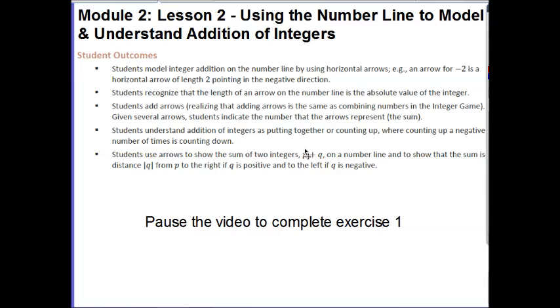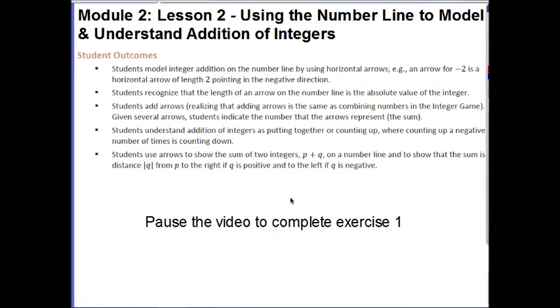Given several arrows, students indicate the number that the arrow represents, or the sum. Students understand addition of integers as putting together or counting up, where counting up a negative number of times is counting down. Students use arrows to show the sum of two integers p plus q on a number line, and to show that the sum is distance absolute value of q from p to the right if q is positive and to the left if q is negative.